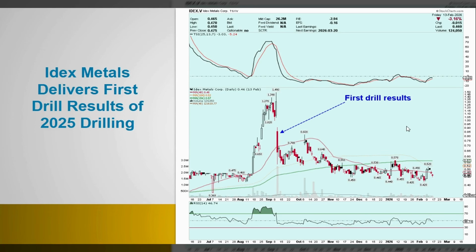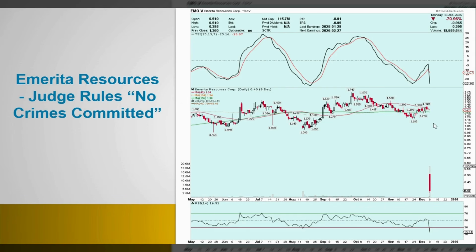So this was an example. IDEX, first drill results, you can see the stock had run up and the results didn't meet the market's high expectations, and you can see what it did over the next several months. Now, I would say that this stock is actually basing out and might be ready to start to move up again, but you can see it's taken almost 6 months, right? And there were plenty of opportunities to buy it cheaper during that time.